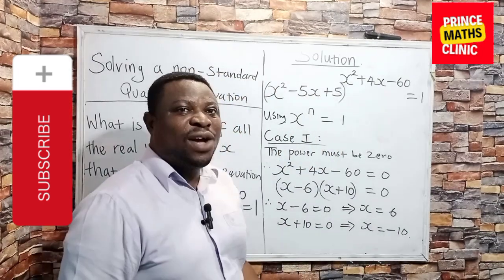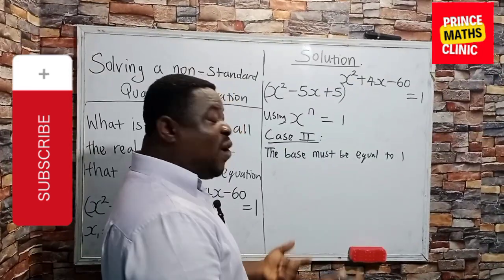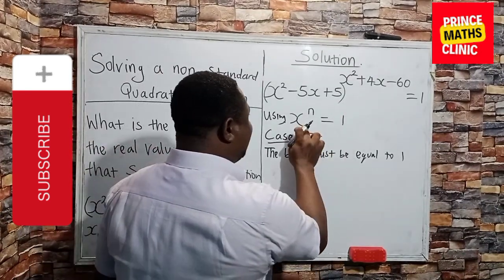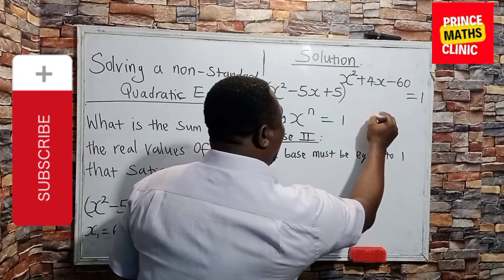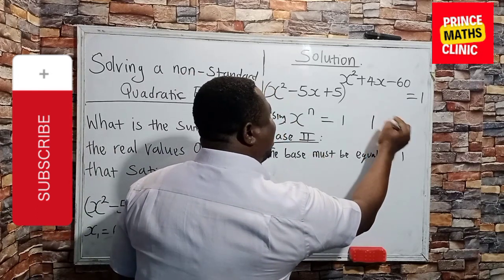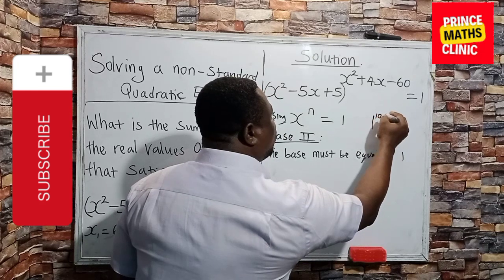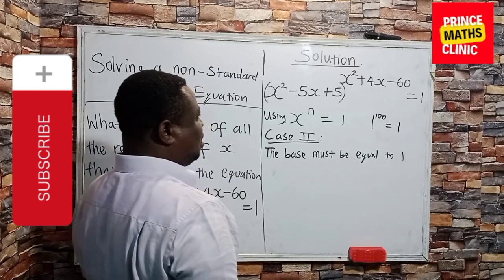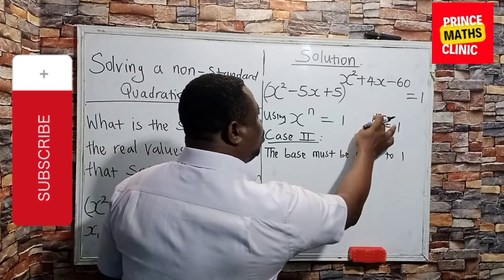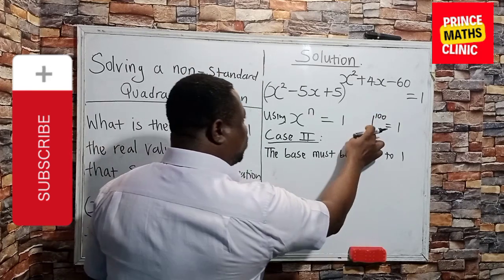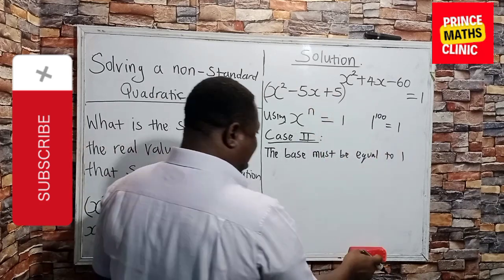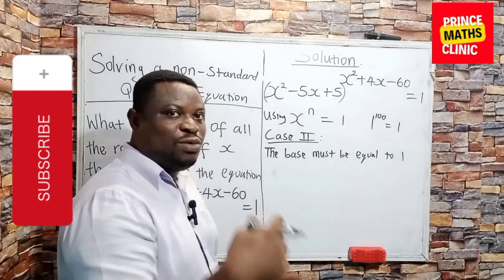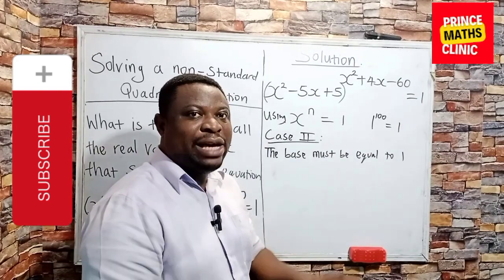Now, let's look at the second case. In the second case, for this to be 1, our base here must be 1. Remember, 1 to the power of any number, let us even say the number is 100, 1 to the power of 100 will still give us 1. So whatever power you choose, as long as the base is 1, it will be equal to 1. 1 to the power of 1 is still 1. 1 to the power of 1 million is still 1. 1 to the power of any number is 1.